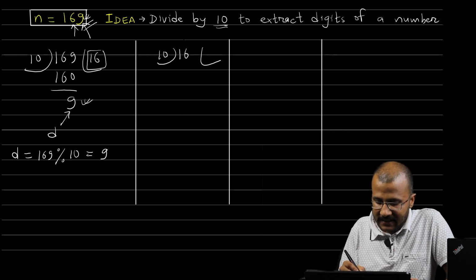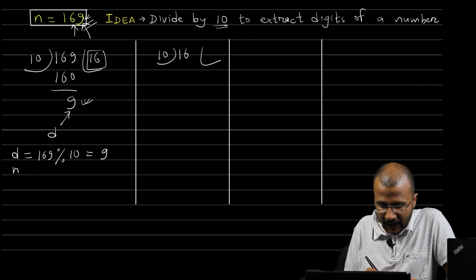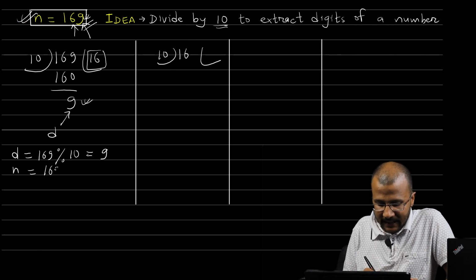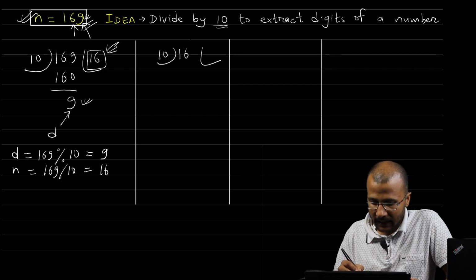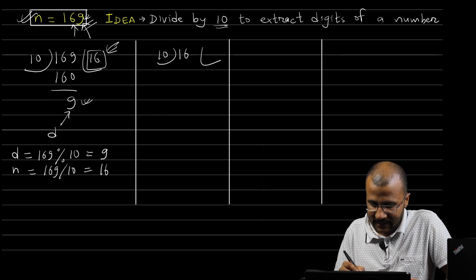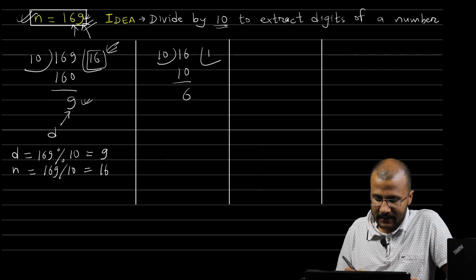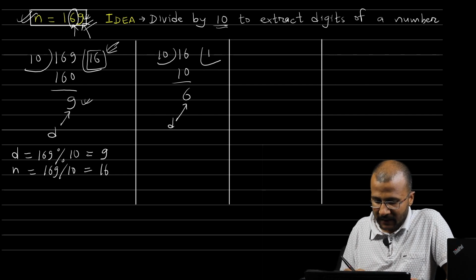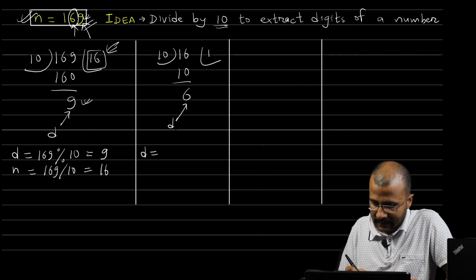So how do I get this 16? It is very simple. Previously n was 169, the new value of n would be 169 divided by 10. So if I divide 169 by 10, I'll get 16 as answer. So 16 is the new value of n. So here I divide n by 10 because now n is 16. So 10 times 1 is 10 and the remainder is 6. See, I could extract this digit 6. So this is my digit D. So now let me write the statement for this. How did I get my digit D? Digit D is nothing but n here. n is 16. 16 mod 10.